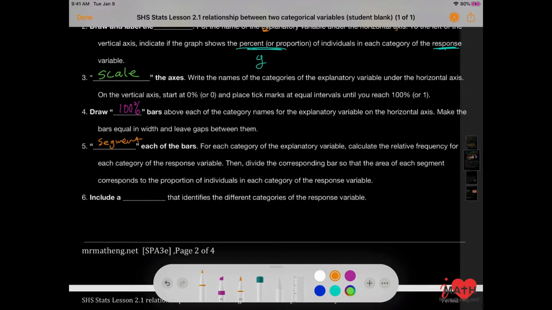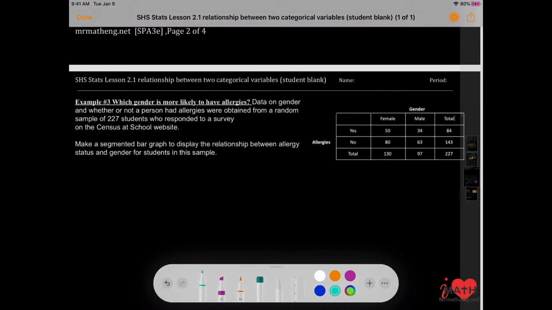For each category of the explanatory variable, calculate the relative frequency for each category of the response variable, and then divide the corresponding bar so that the area of each segment corresponds to the proportion of individuals in the category of the response variable. I'm just going to highlight 2 words here, relative frequency. Get a percent. And then number 6, include a key that identifies the different categories of the response variable. That was page 2.